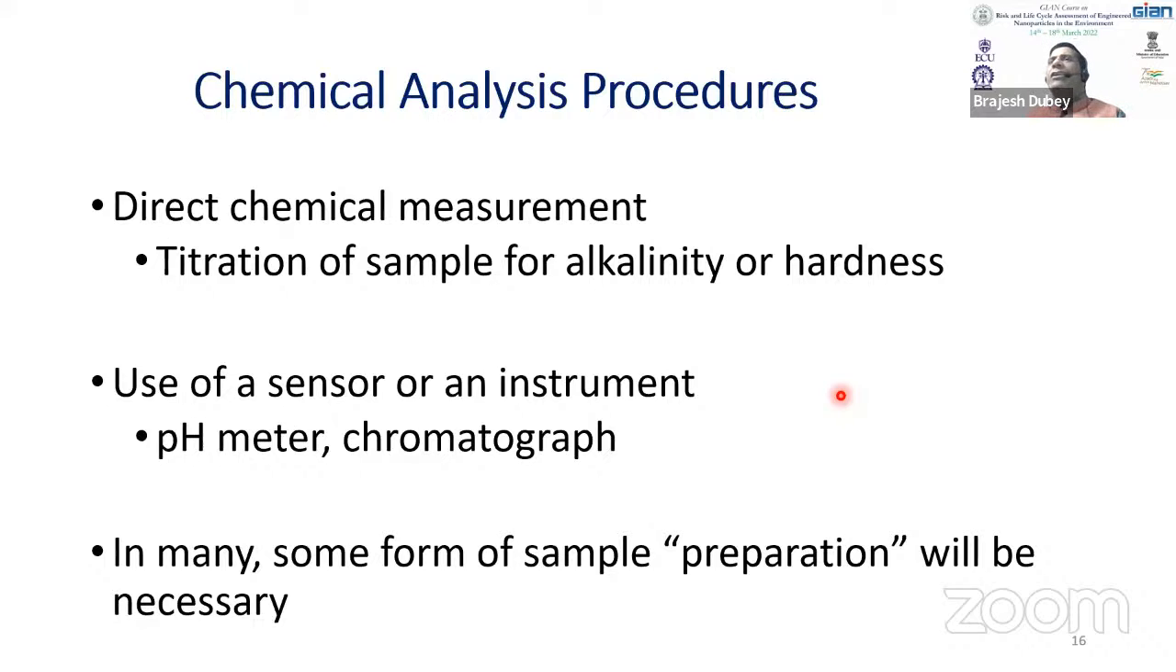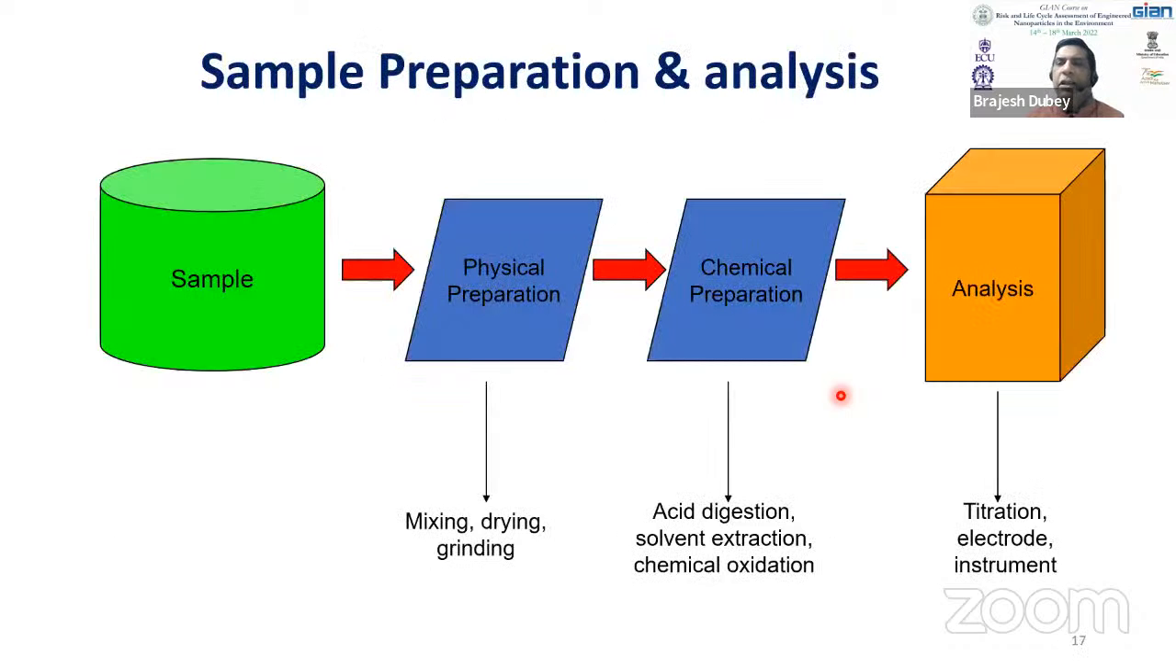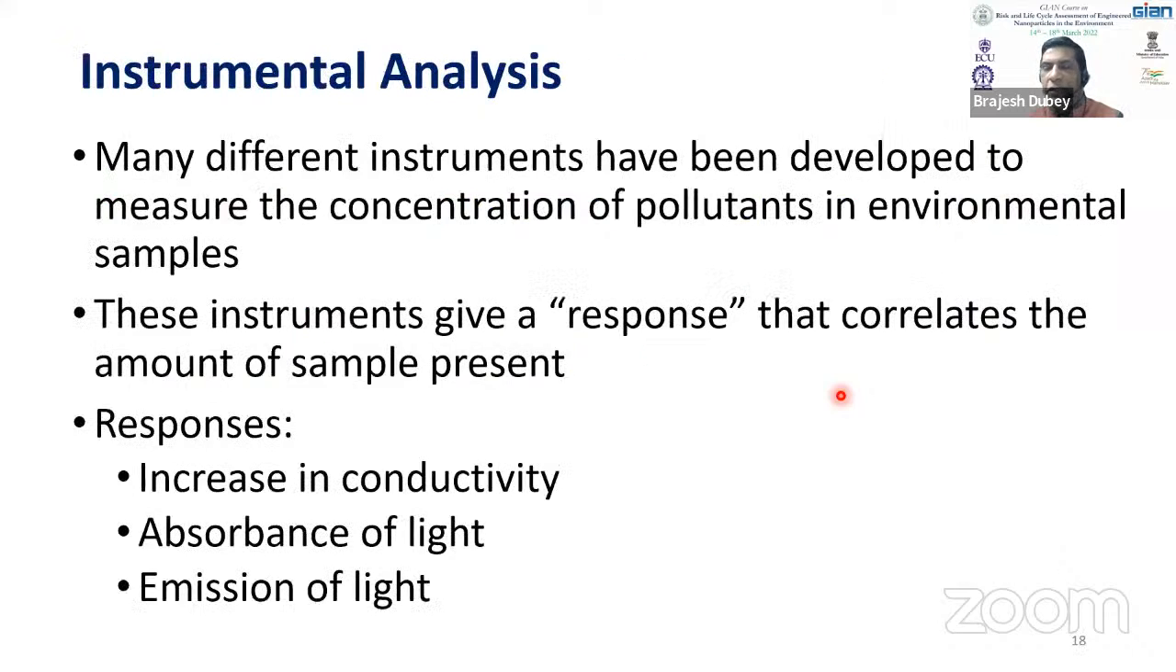But whatever the analytical procedure is, they either do direct chemical measurement, like titration of the sample for alkalinity or hardness, or they go for a sensor like a pH meter or chromatograph. These are examples of sensors. And in some places you need to do some sample preparation before you can use it. Sample preparation is: you have the sample, you do physical preparation like mixing, drying, grinding, then chemical preparation like acid digestion, solvent extraction, chemical oxidation. Then you do titration, electrode, instrument, and all that. So again, we are talking about general chemicals, general pollutants, general contaminants out there. We're not talking specifically about nanoparticles right now.